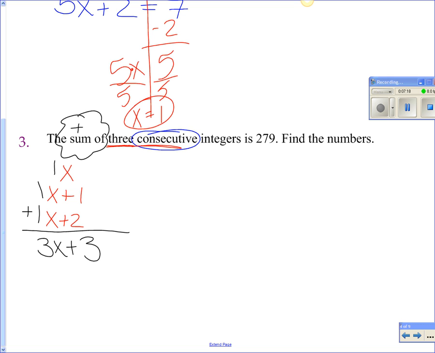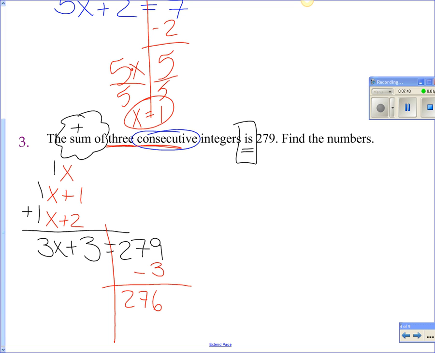And then I'm going to go back to the problem. Is means to put a what, guys? Equals 279. Okay, and now you're going to solve it just like we did yesterday. You're going to draw your line. 3 becomes negative 3 when you move it over here. Gives me 276. Drop down your 3x and divide by 3.